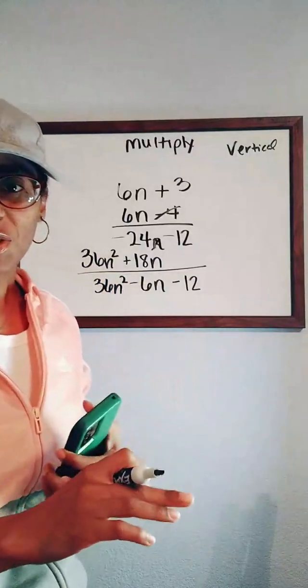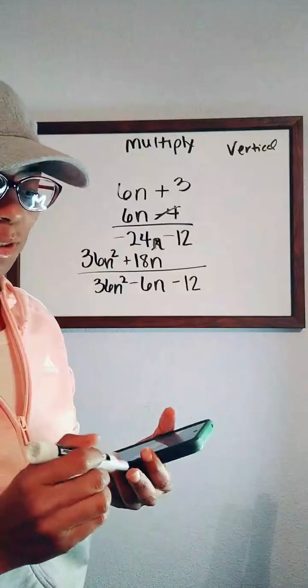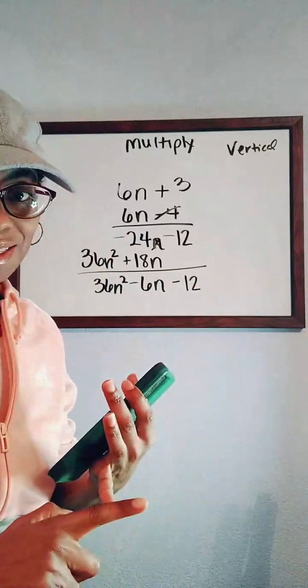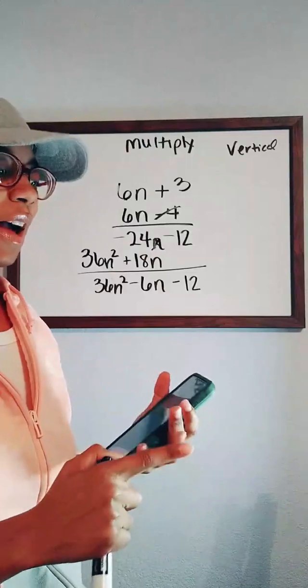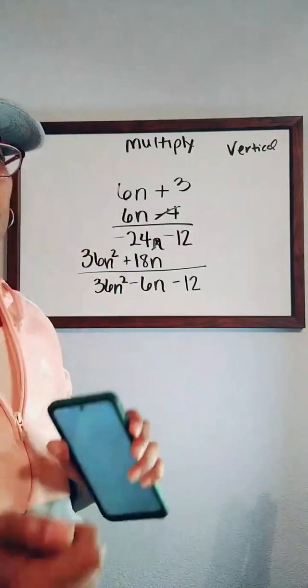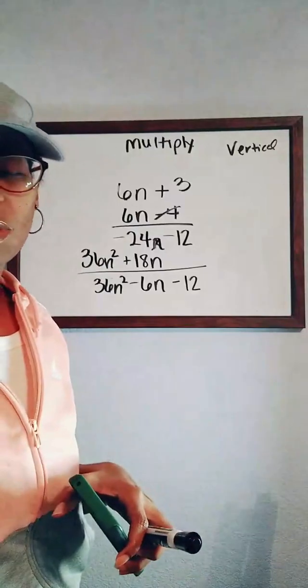So this is a different way of multiplying. Some people like to multiply with the box method. Some people like to multiply with the FOIL method. But the FOIL method, well, it works with also 2 and 3.